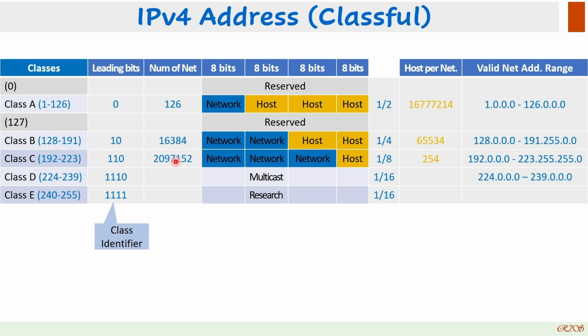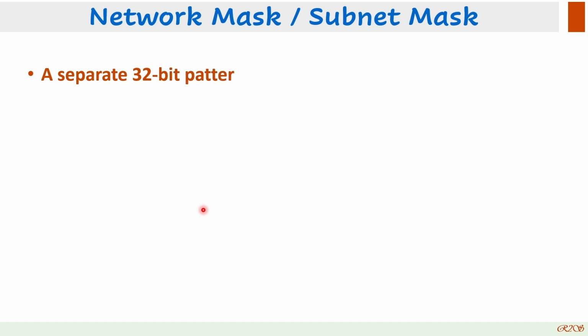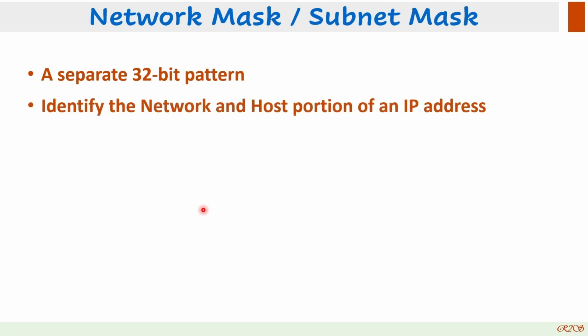Okay, so now we know actually what the classful IP addresses are. So for classful IP addresses, again, we have class A, B, C, D and E, but we have to have a very good understanding of class A, class B and class C. Okay, so now let's see how the computer identifies which part of an IP address is the network address and what part of the IP address is a host address.